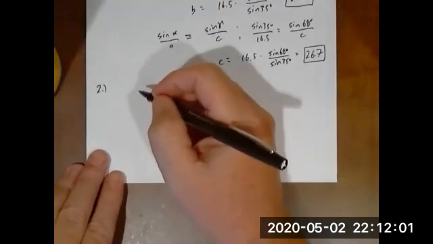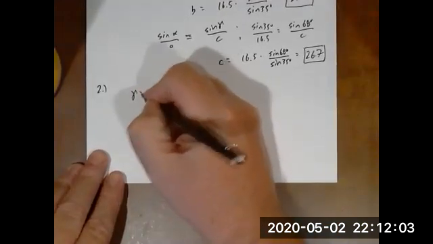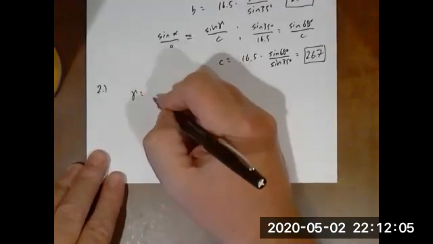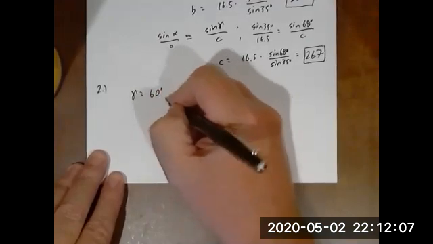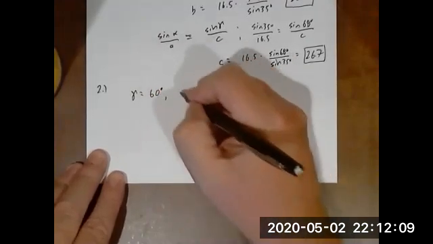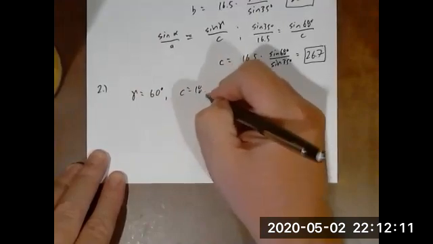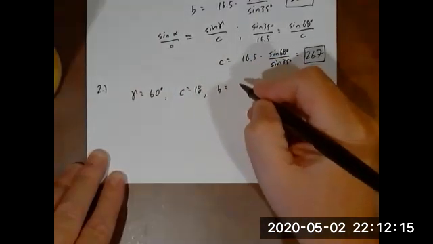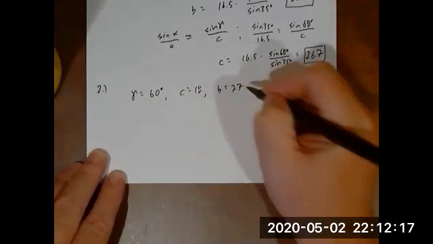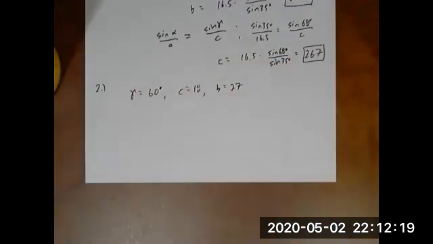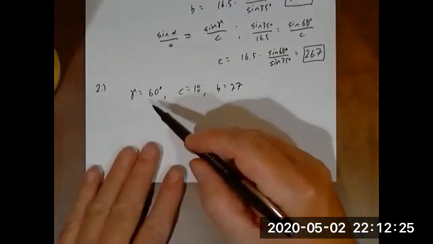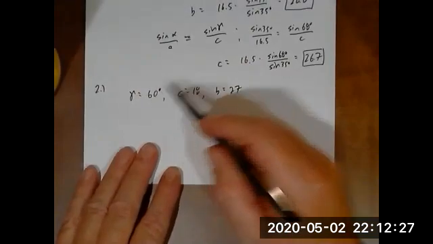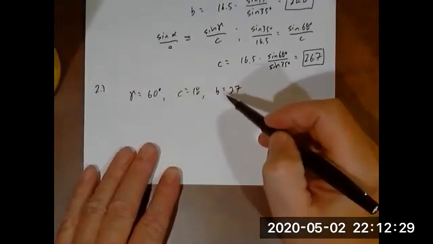In this problem, they say angle gamma is 60 degrees. Side C is 18, and side B is 27. So once again, that's from the top. Even before anything else, let's recognize what we have. We have an angle and a side and a side.